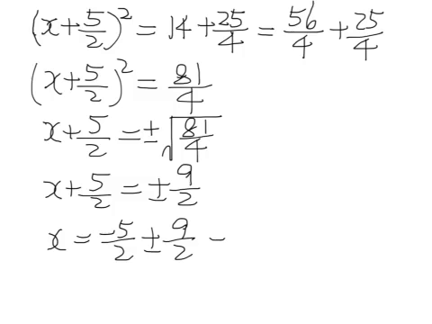Taking the positive, that gives us 4 over 2, which is 2, and if we take the negative here, that will give us negative 14 divided by 2, that is negative 7. That is the answer.